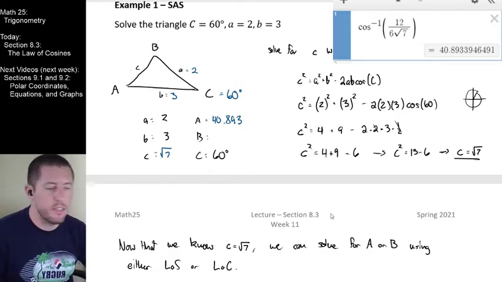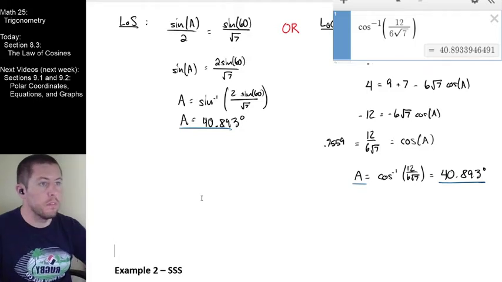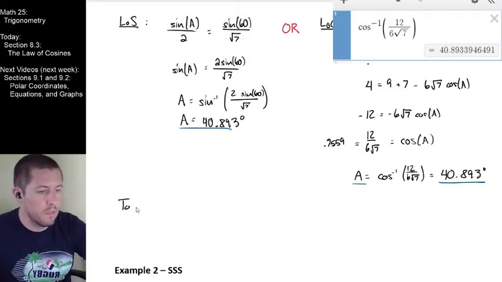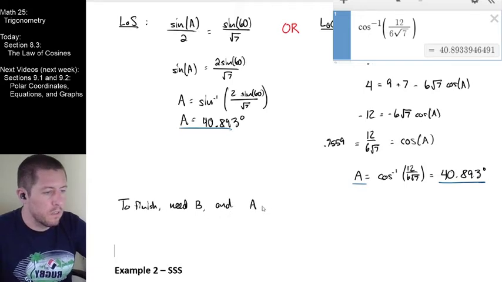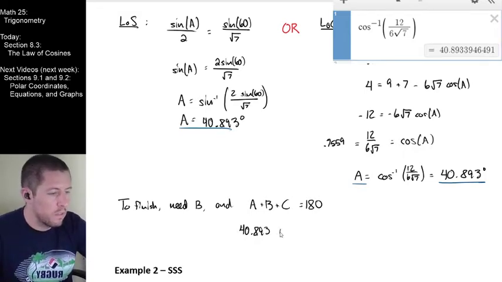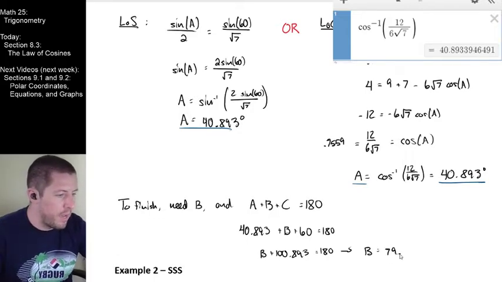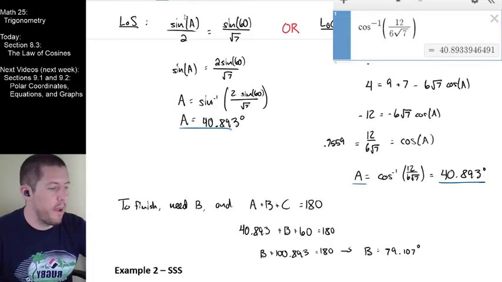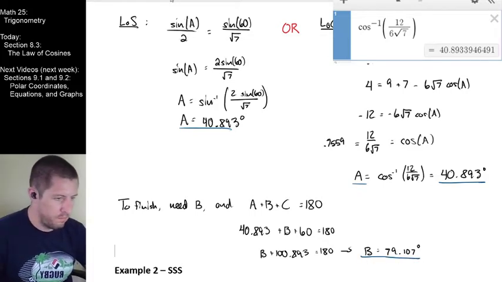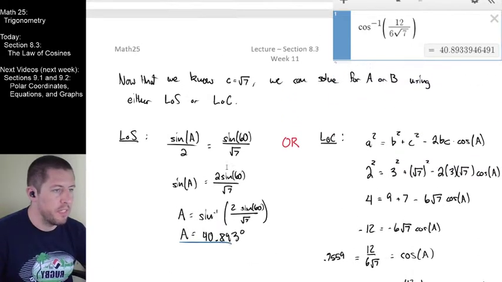And now all we've got to do to find B is just add up to 180. And so therefore, what's B going to be? 79.107. Just doing my subtraction right there. And so I think that'll be the final angle that we needed for this triangle. Right? Yeah, cool. 79.107.